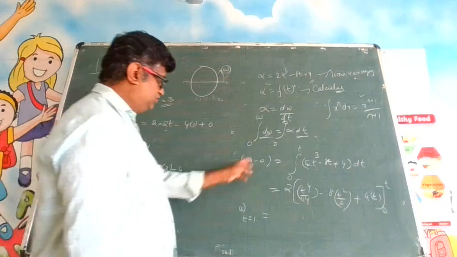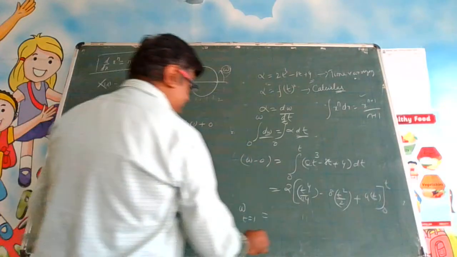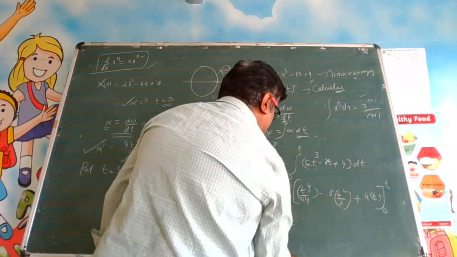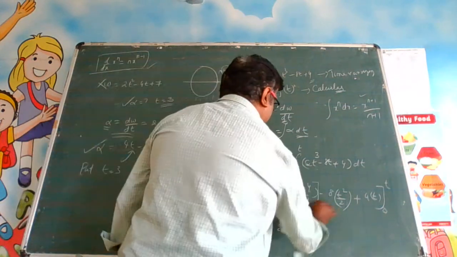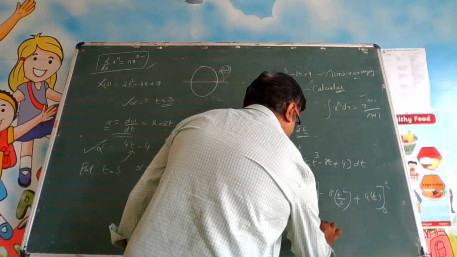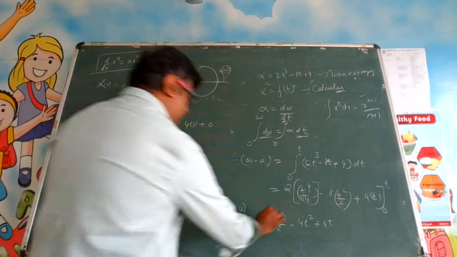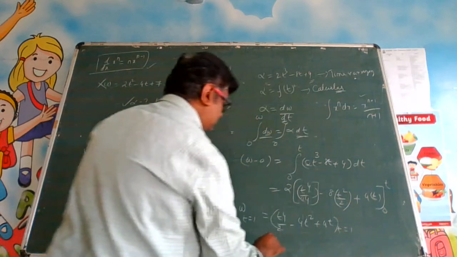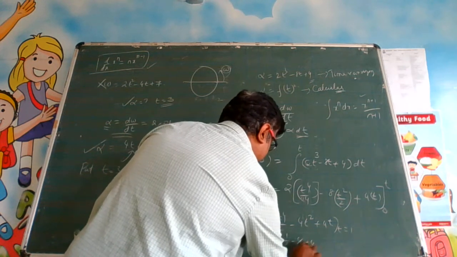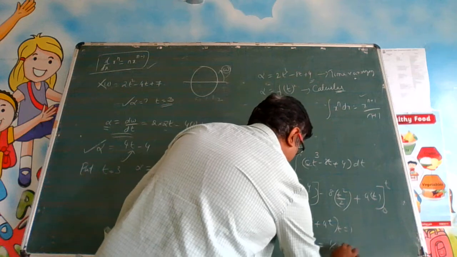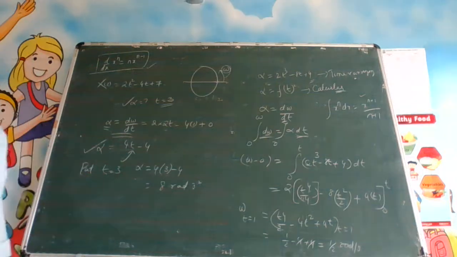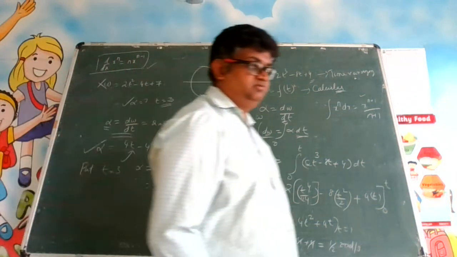But what did they ask you? They asked you omega. Right? So this will become t power 4 by 2, and the bracket should be here, and this is minus 4t square, and this is 4t. Right? In this expression, you put t is equal to 1. You get what? 1 by 2 minus 4 plus 4. So these two cancel. You got 1 by 2 radians per second.